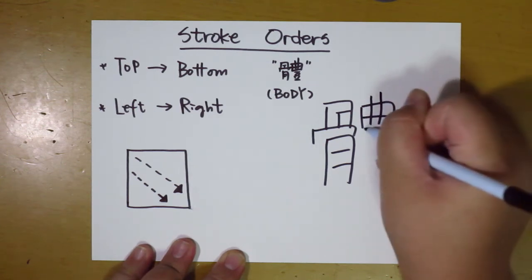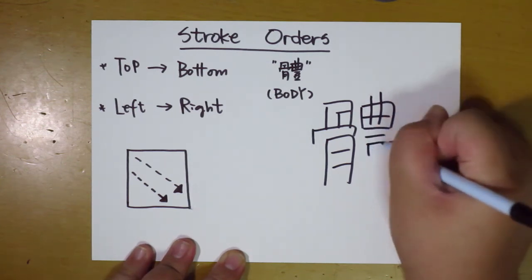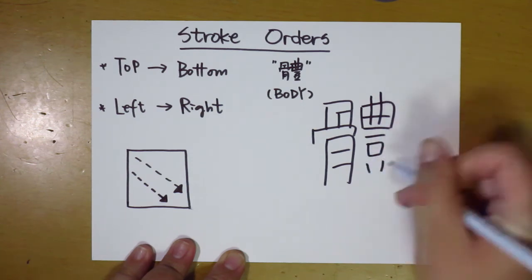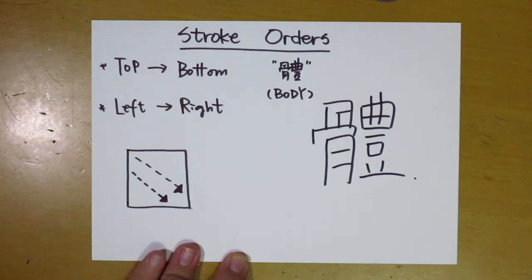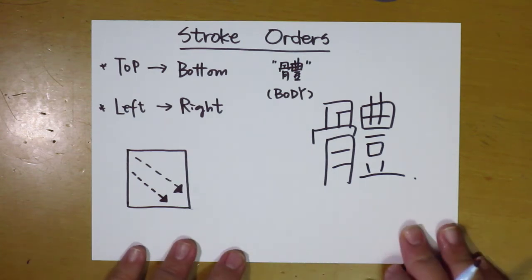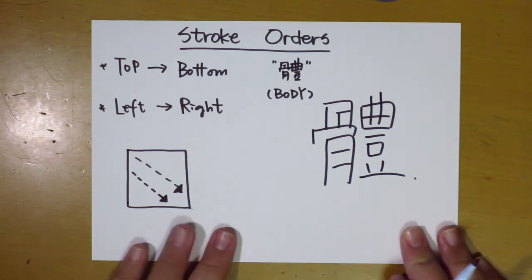Start from the top and work it to the bottom, just like this. Follow this guideline and I guess it would be easier for you to write. That's pretty much everything, but I have something for you guys.